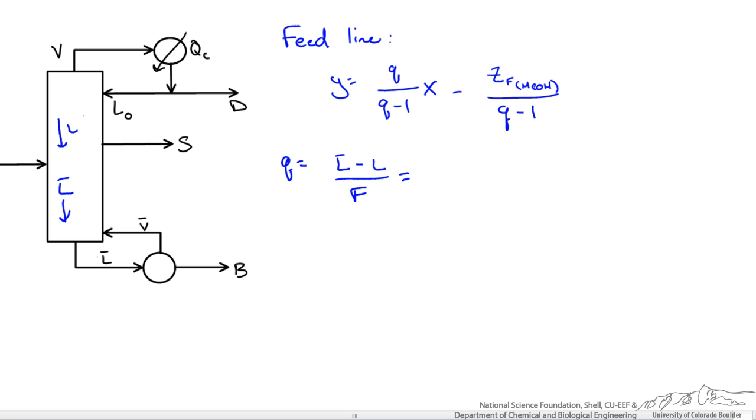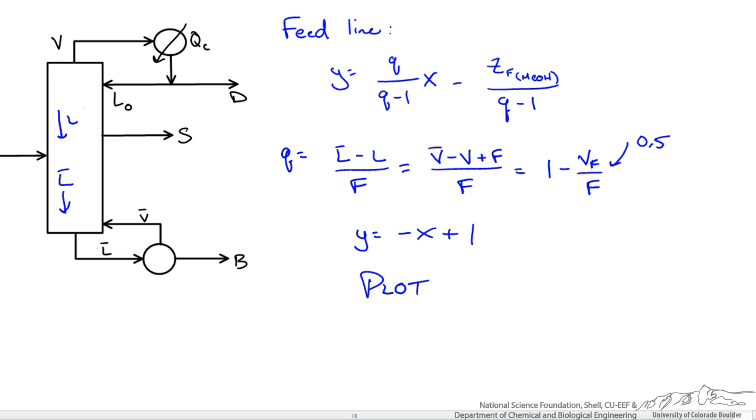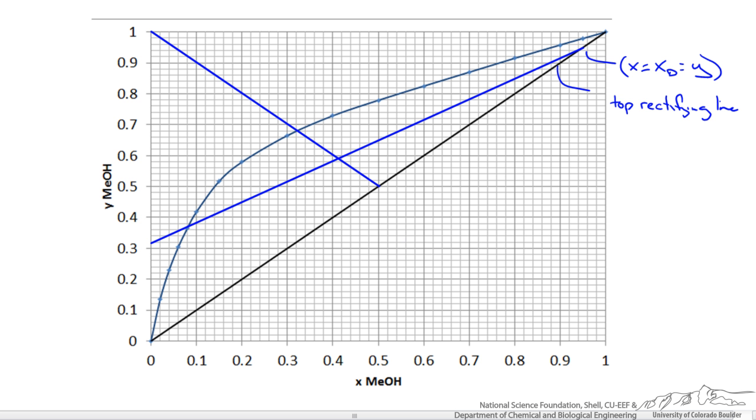So we could rewrite this in terms of the fraction that's vaporized. And we know that this value is 0.5 from the problem statement. So our q line, or feed line operating, is just going to be y equals minus x plus 1. So we can go ahead and plot this on our yx diagram, where we start at x equals y equals the composition of our feed, 0.5, and we have a slope of -1 up to an intercept of 1.